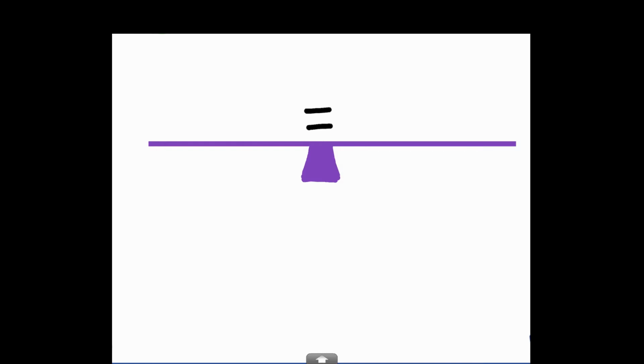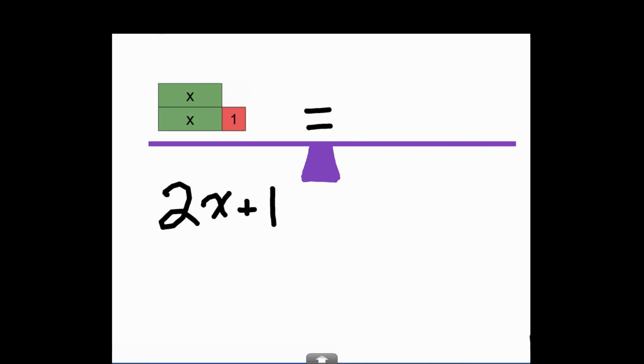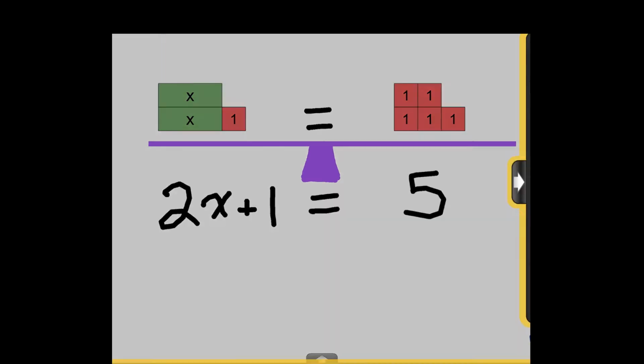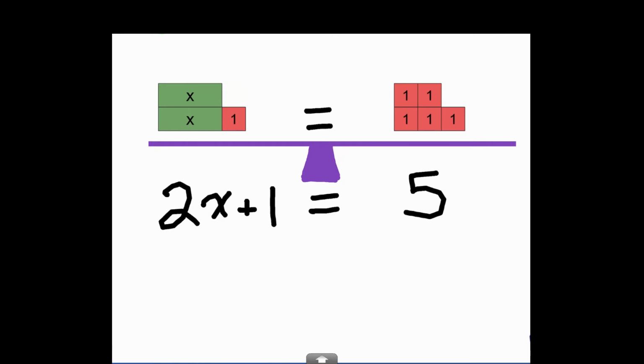Let's take our first expression. Can you guess what this expression is? Let's see. We've got 2 x's and a 1. 2x plus 1 is the expression. On the other side, to balance 2x plus 1, we would have... Can you guess what this expression is? If you guessed 5, you got it. The scale always has to balance. Equations are always equal. 2x plus 1 is the same weight as 5.